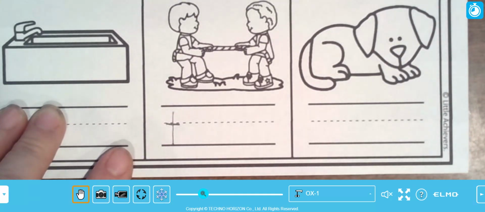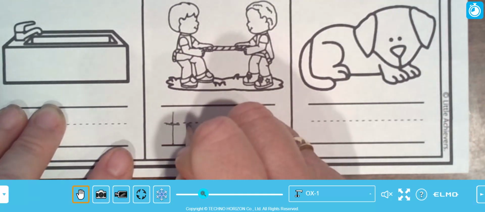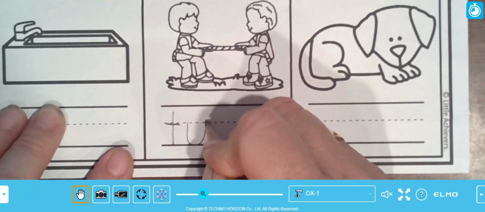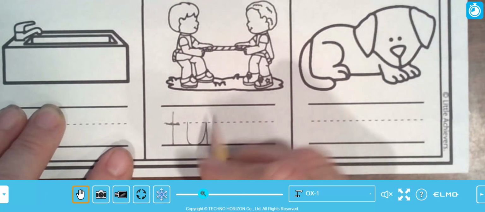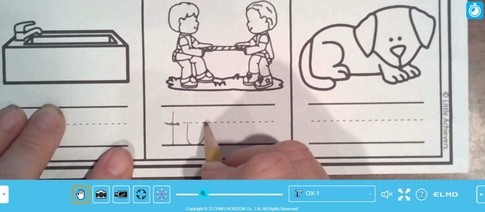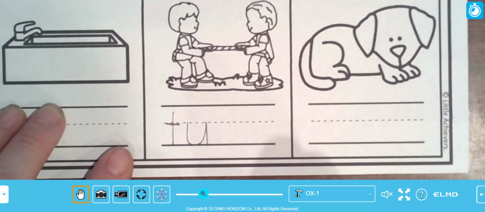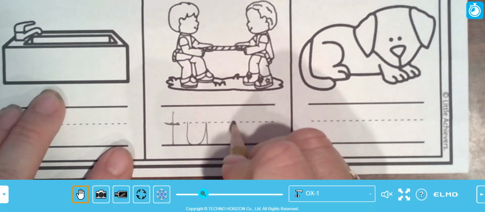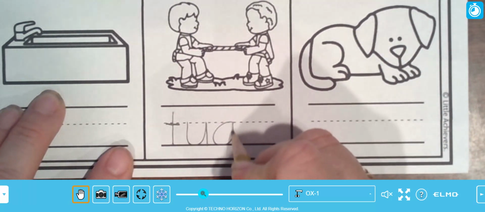And then comes the short U. So it goes cup, and then stick. So cup, then stick. Okay, then comes the G for tug. So G is circle, then tail.